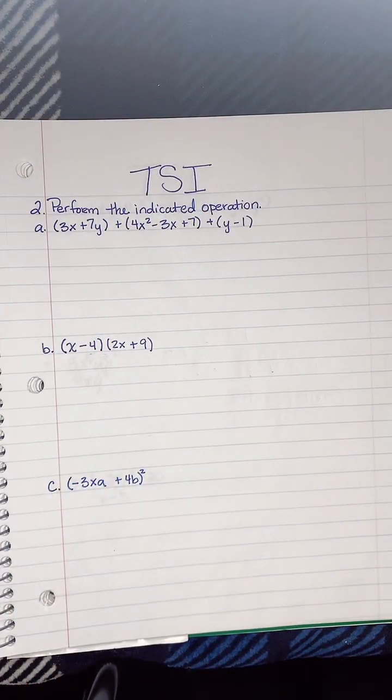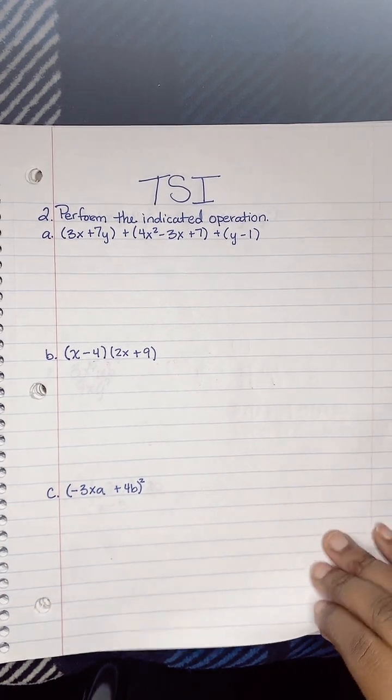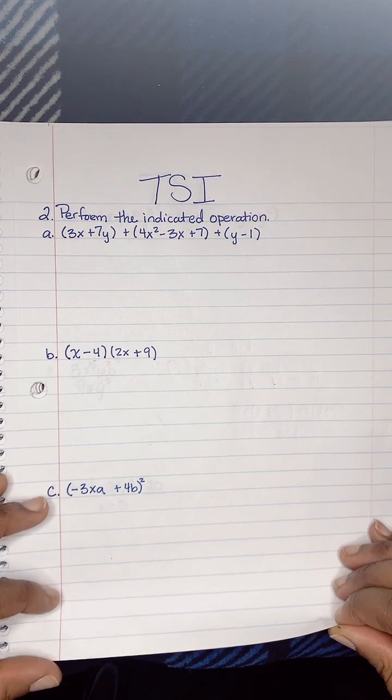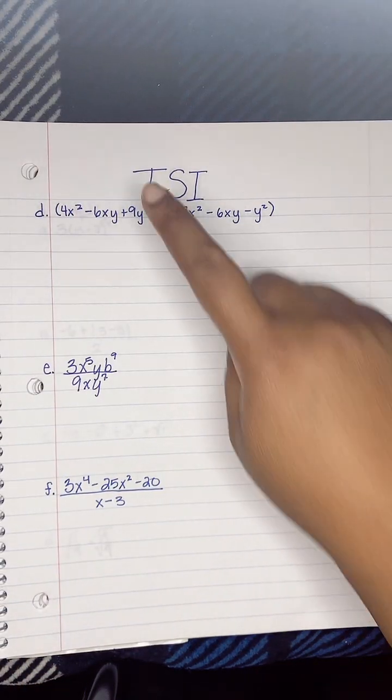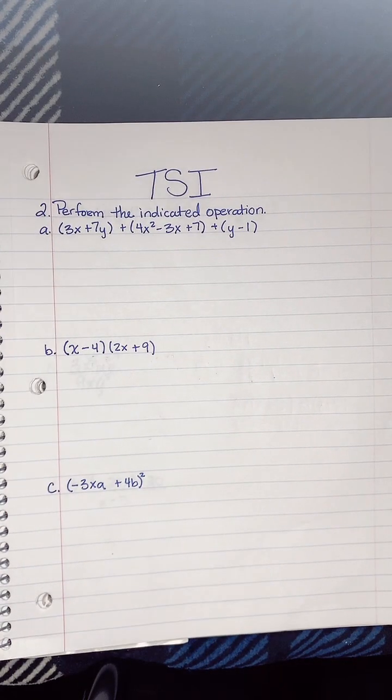All right, good. So we did factoring. Now we're going to perform the indicated operation, okay? So we have some multiplying. We got some adding. What else we got? We got some subtracting, dividing, okay? So that's what we're going to do next. Remember, these are all polynomials, okay?